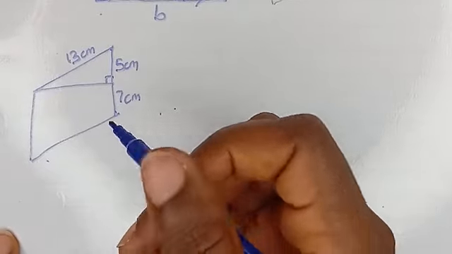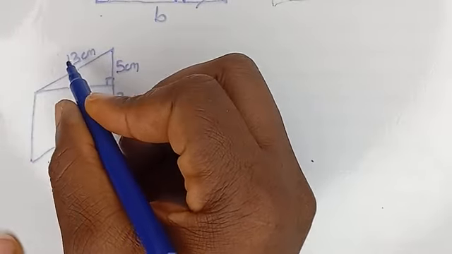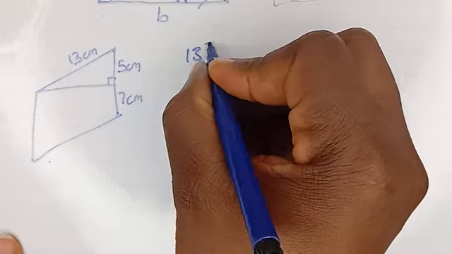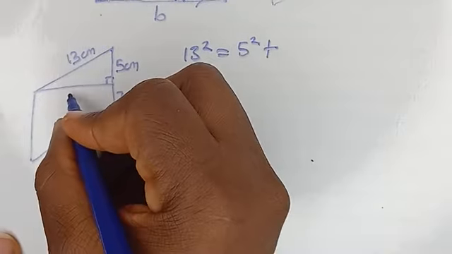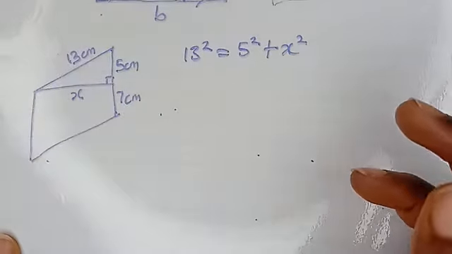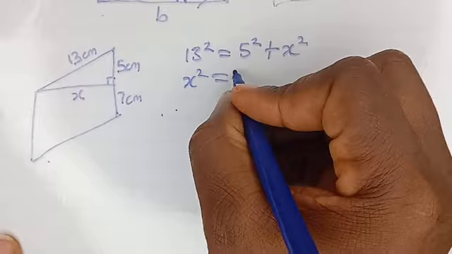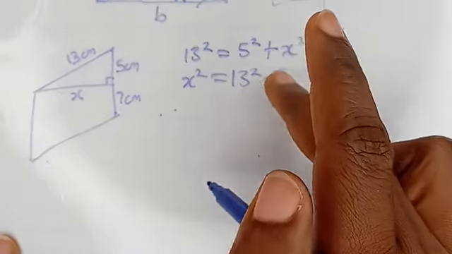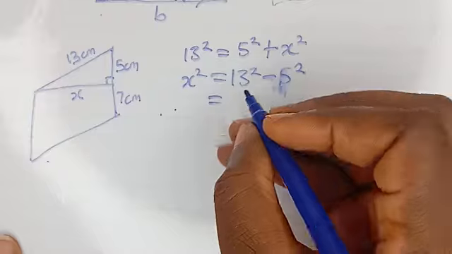So let's just look at the shape. This side 13 cm is opposite the angle 90, so this is the hypotenuse, right? So we have that hypotenuse squared is equal to this other side squared plus, let's call this x squared. Now remember it's the height, or you can call it h, but let's just call it x. So x squared is equal to 13 squared minus 5 squared.